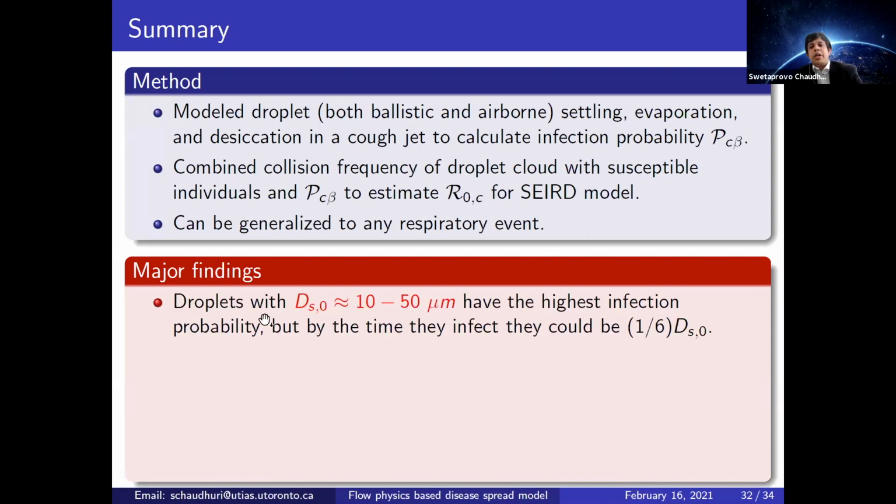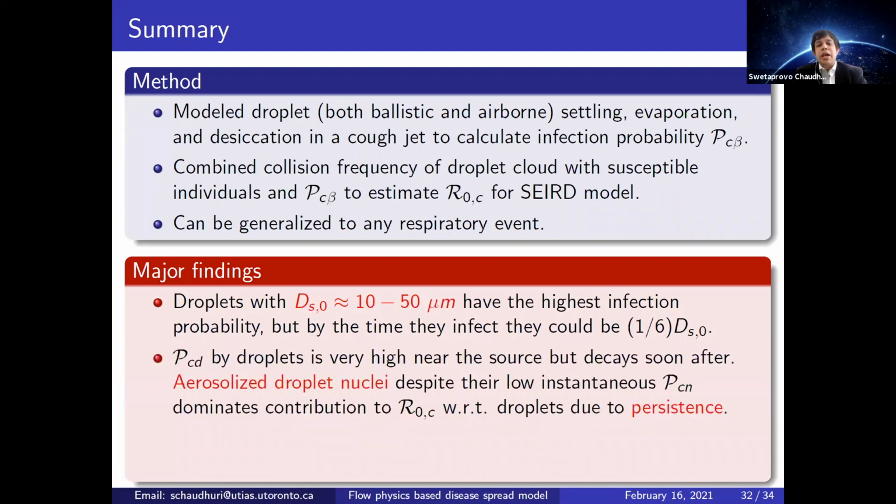Now, for the present case, we have done it for cough, and we find that droplets with 10 to 50 micron have the highest infection probability. But by the time they infect, they could be 1/6 of their initial size. So they could be infecting at 1/6 to 1/5 of these numbers, anywhere between 2 micron to 10 micron. And the probability of getting infected if you cross the droplet cloud is very high near the source, but decays soon after.